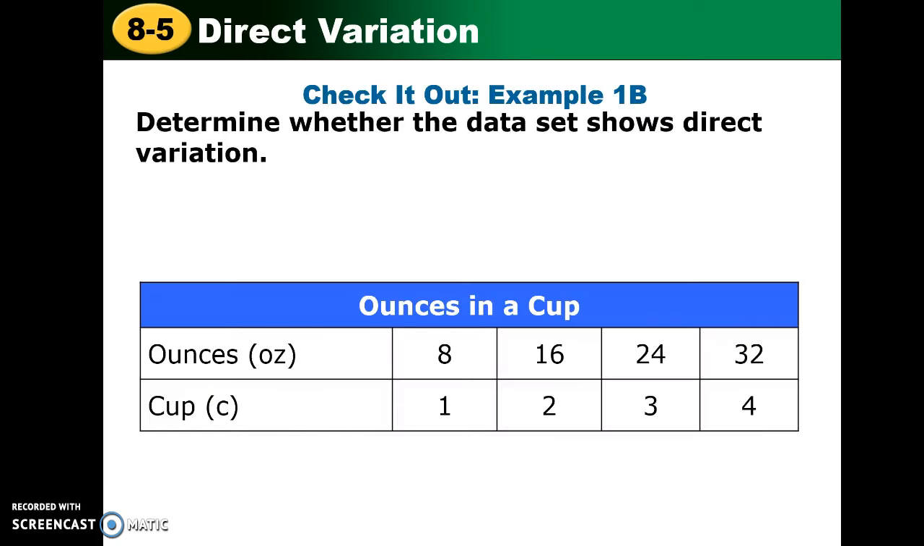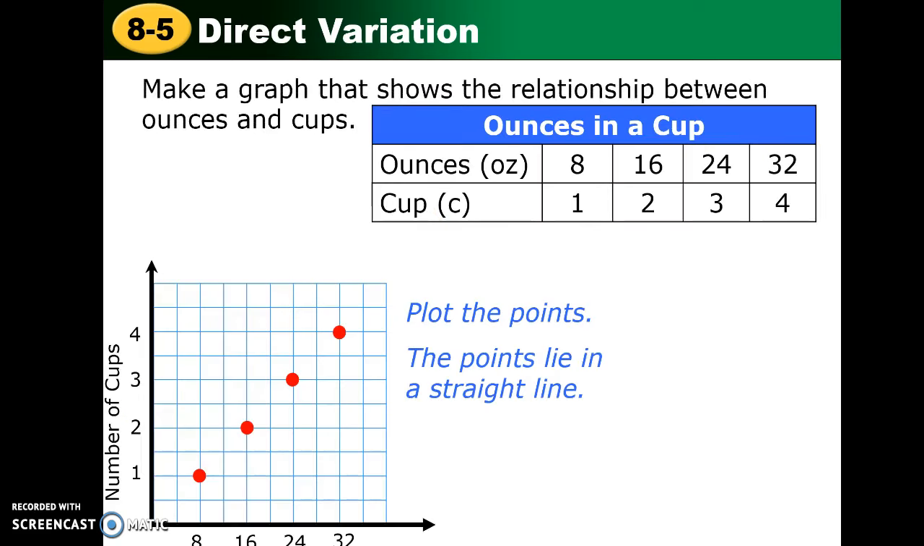So there's one last way to figure out if a function is in direct variation. Here is a table of values with ounces and cups. This is the relationship between ounces and cups. Remember, we could plot it on a graph, and if I were to continue this line down, it would go through the origin. So it is in direct variation. That is one way to figure it out.